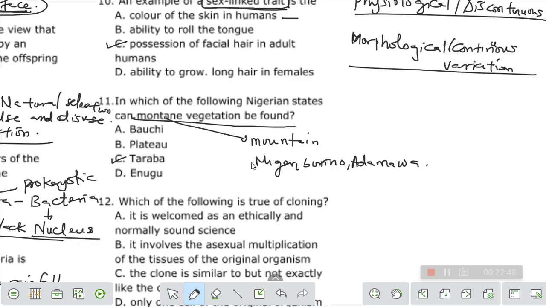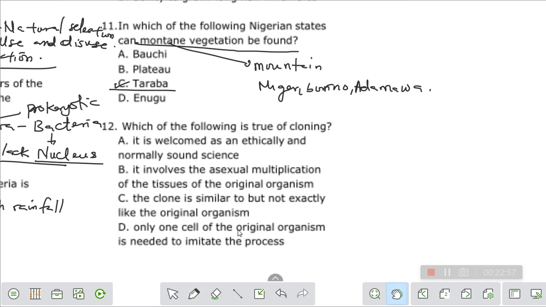Which of the following is true of cloning? This is actually a topic in genetics. So what do we do in cloning? Cloning is like you are forming new traits, right? You are trying to create something new, right?